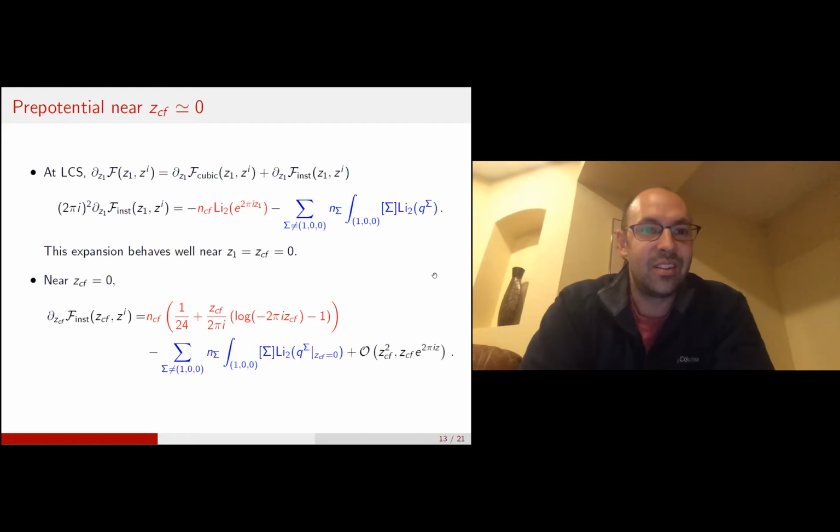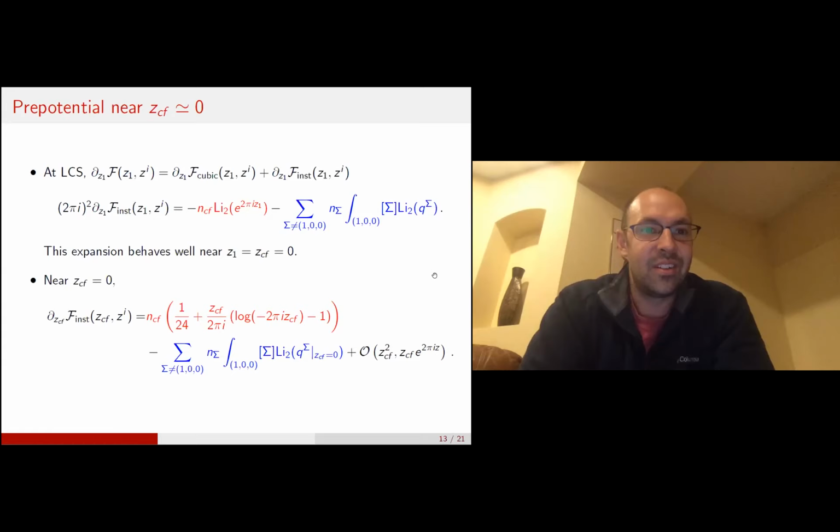If you use the Euler reflection formula, then what you get is that the instanton piece of the conifold period has a term like the number of conifold times the conifold modulus times the log of the conifold modulus. So this is exactly what we were expecting to get. And you can actually see that we could efficiently determine the holomorphic piece of the conifold period by just expanding things around.